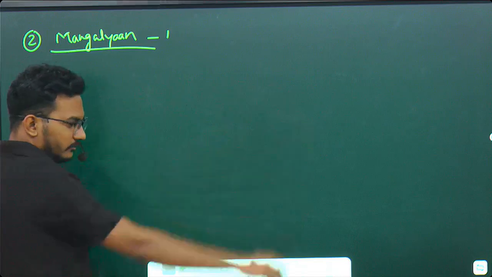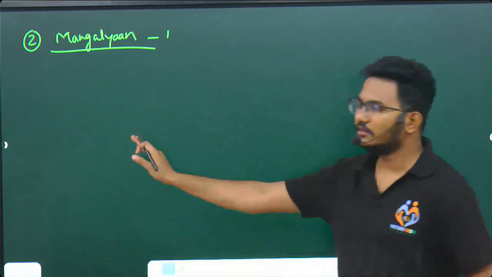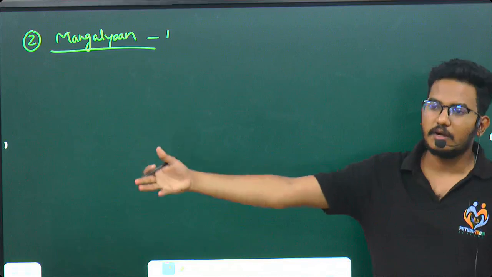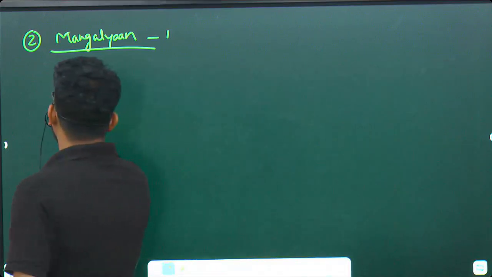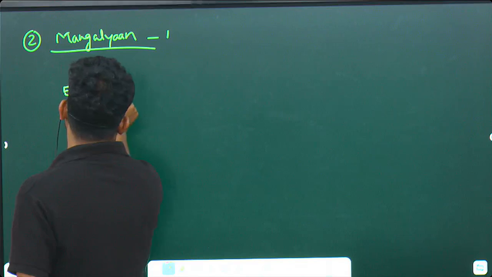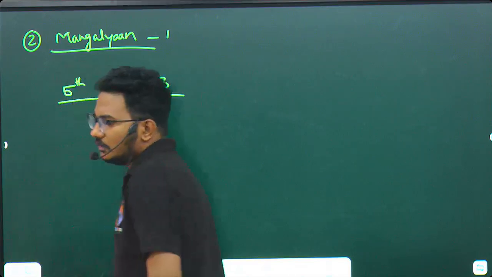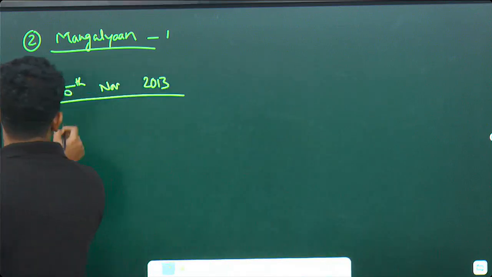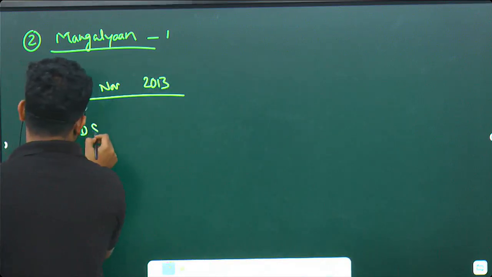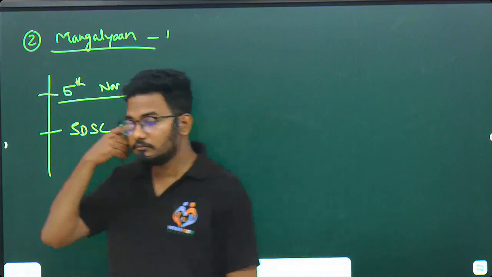Now see, Mars Orbiter mission. Whenever we are seeing this, first we'll see on what day we started. Yes, on 5th of November 2013. Okay, from where? Satish Dhawan Space Center.